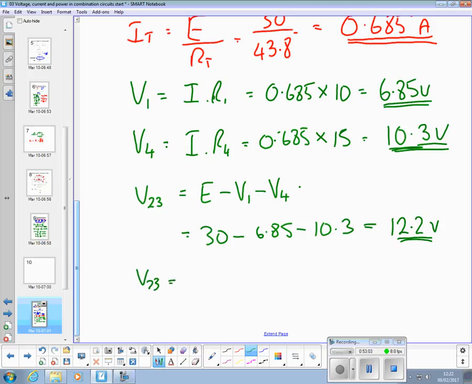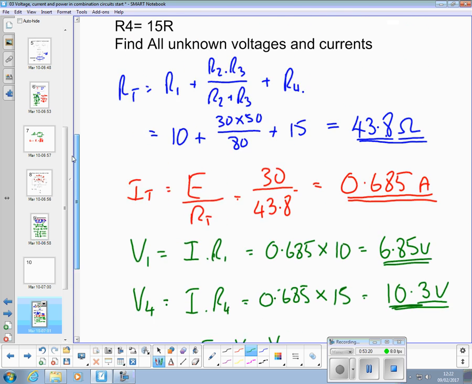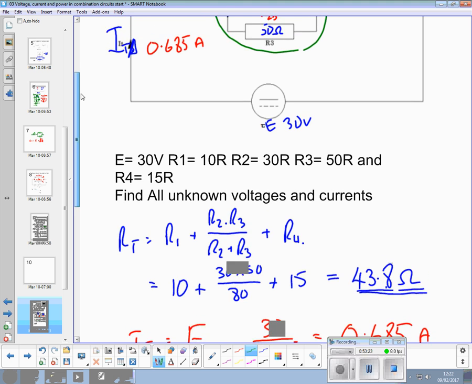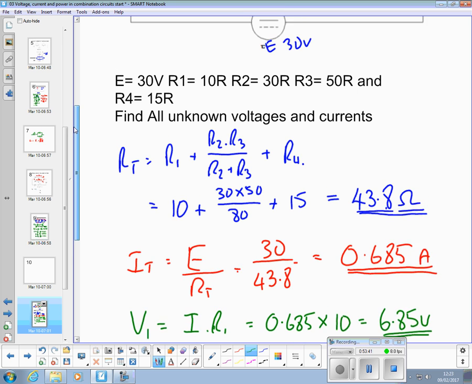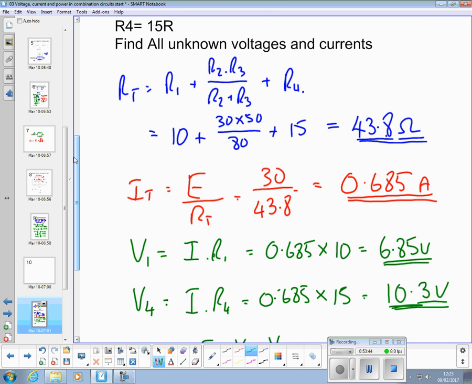Or we could do it another way. I did 30 minus 6.85 plus 10.3 in brackets, because you're adding those two voltages, aren't you? Oh, okay. Yeah, well, that's just a different way of writing it. If you put those two in brackets like that, you've got the same thing. Yep, exactly the same.